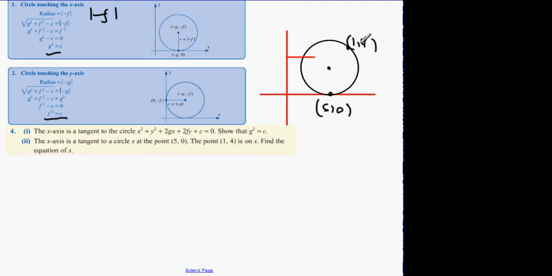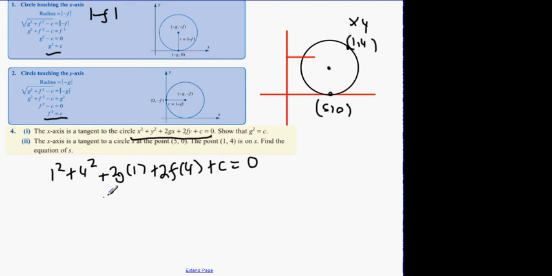Okay, so what we're going to do first is use this generic formula here. We're going to substitute in (1, 4). Let's pick up the marks we already know from the previous exercise. That gives 1 squared plus 4 squared plus 2g times 1 plus 2f times 4 plus c equals 0, so 2g plus 8f plus c equals minus 17. You happy with that? Now, let's pick up more marks.